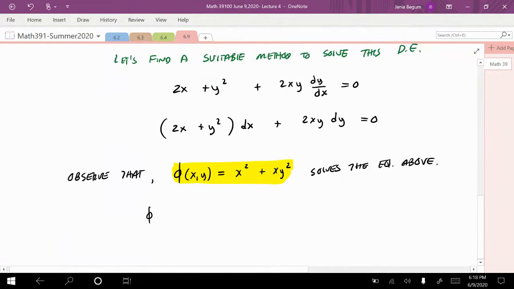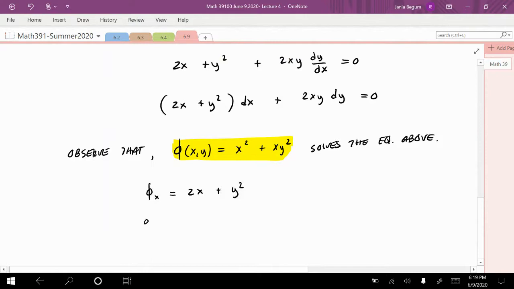Here's something you want to observe. If I take phi and take its partial with respect to x, what do I have? We have 2x plus the partial derivative of x y squared with respect to x, which is just y squared. Now what if I take this magical function phi and take its partial with respect to y? What do I get? I get 2xy.